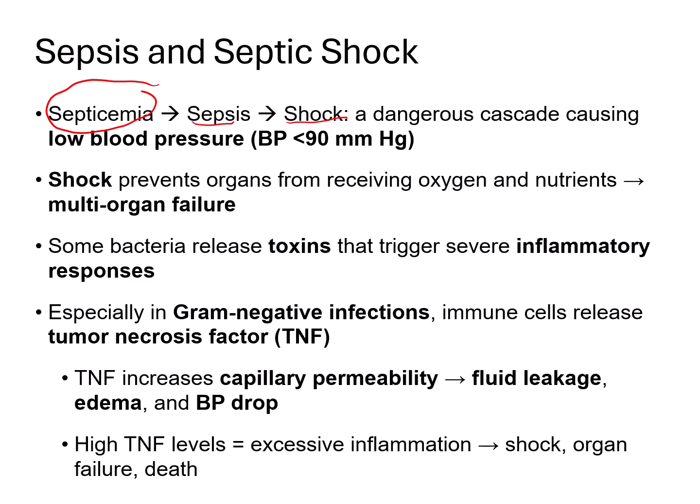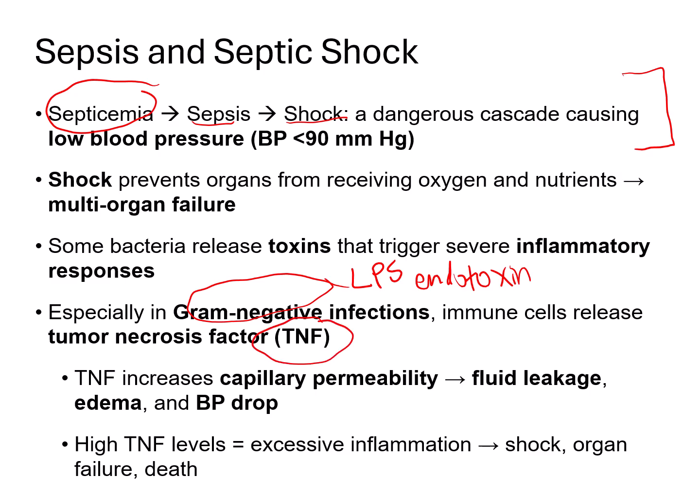In shock, blood pressure drops below 90 millimeters of mercury, which can deprive organs of oxygen. This is especially dangerous in gram-negative infections because these bacteria, remember they have that outer membrane, can release LPS or endotoxin. Endotoxin triggers immune cells to release tumor necrosis factor. Tumor necrosis factor increases the permeability of our capillaries, which leads to fluid loss, right? Fluid is going to leave the blood vessels to enter the tissues.